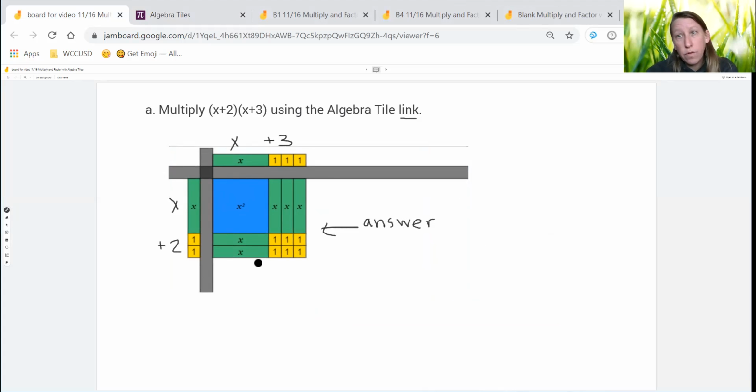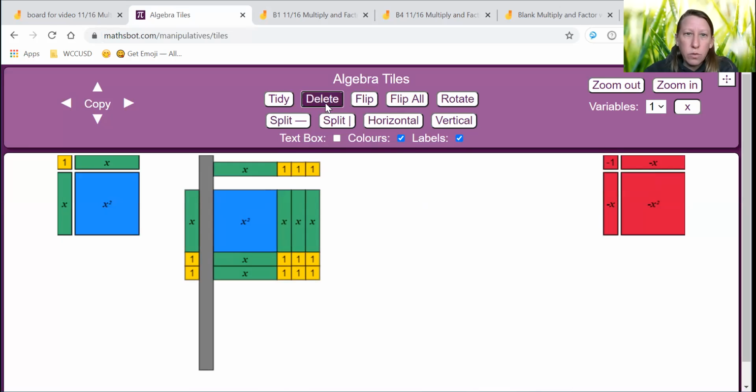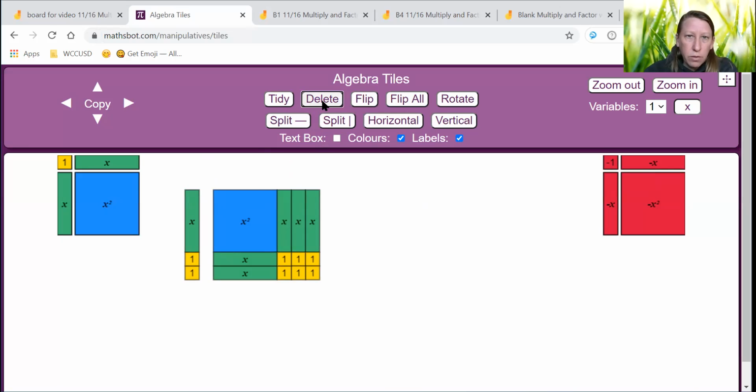So what do we have? If I want to know what the answer is, I need to look at all 4 of these different pieces here. Let's go back to the algebra tiles. What I'm going to do is delete these. There's a better way to do this. Okay, this is what I wanted.